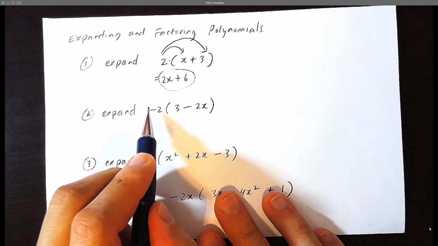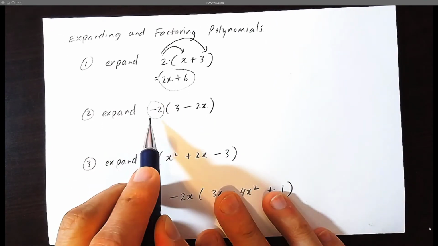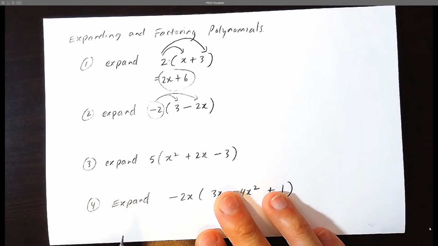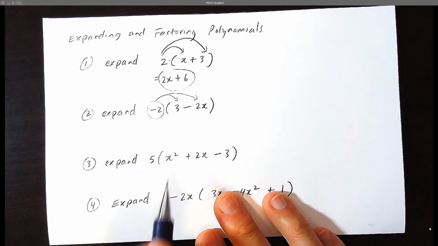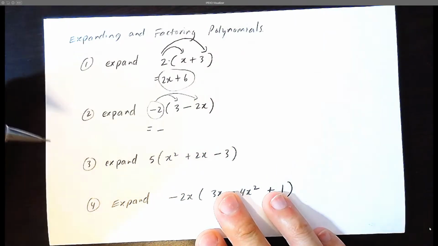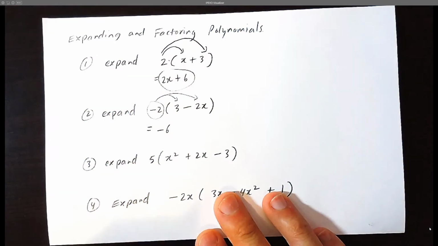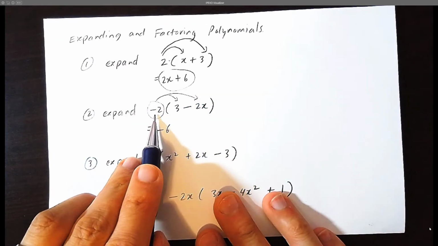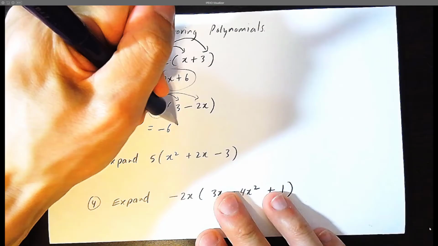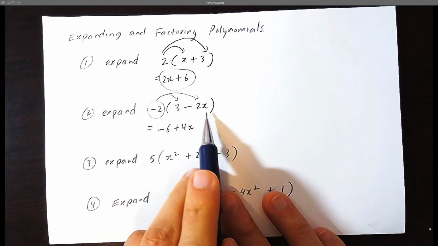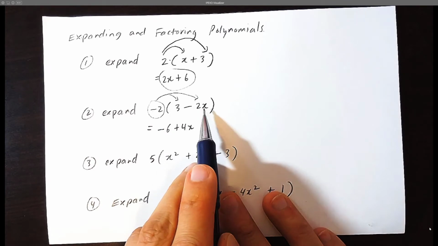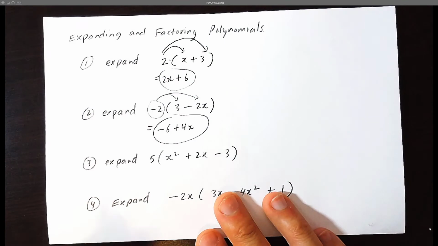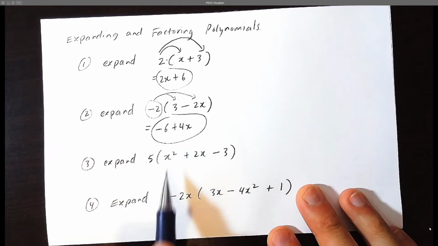Now let's try expanding. We have a negative 2. This is a negative number. You feed the dog, and then you feed the cat as well. What's negative 2 times 3? We have a negative answer, and 2 times 3 is 6. Be careful. A negative times a negative is positive. So negative 2 times negative 2 becomes positive 4. And don't forget about the x here. Negative 2 times negative 2x is positive 4x. So we have another answer here. Remember that negative times negative is positive.